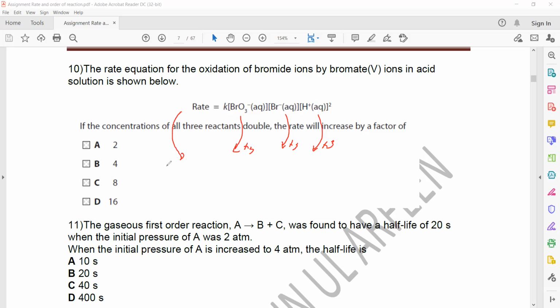So due to the change in bromate(V) ion, it will be, sorry, double. I wrote 3 here. Because it is first order, it will be double. Because of bromide ion, it will be double, but it is second order with respect to hydrogen ion. So if hydrogen ion concentration is doubled, it will increase by 4. So what is the final answer? 16. So D will be the right answer.